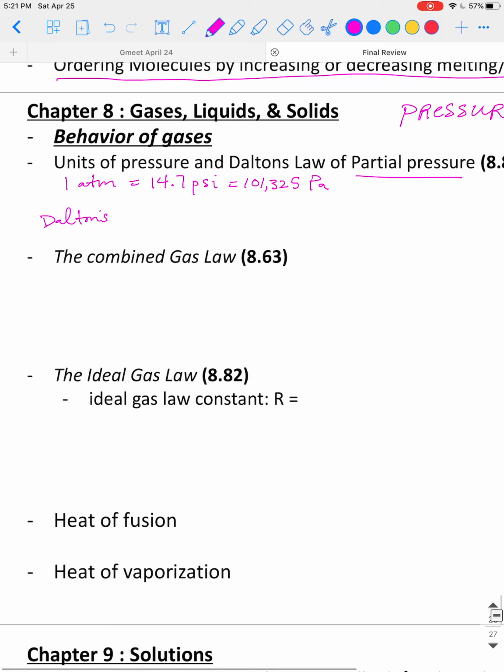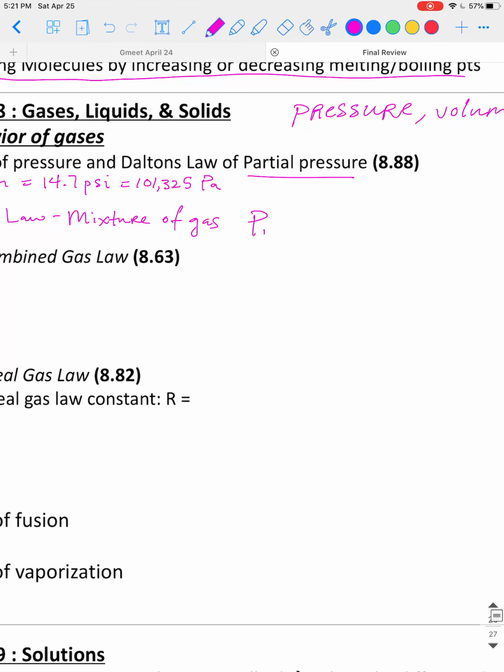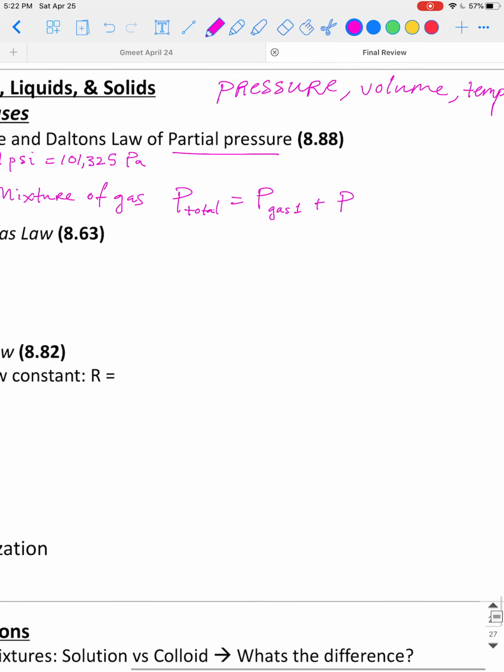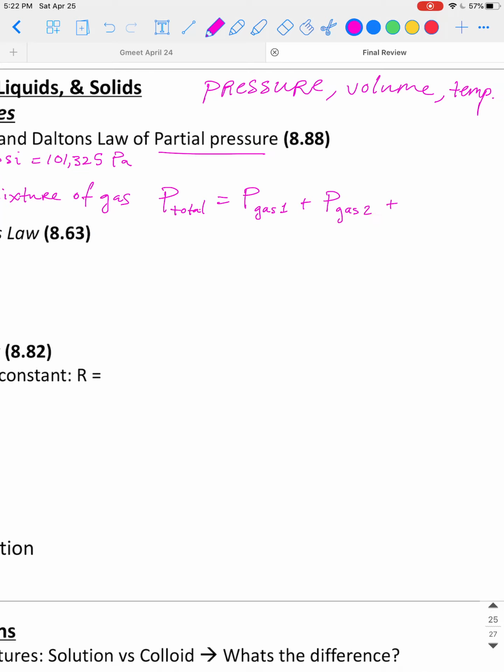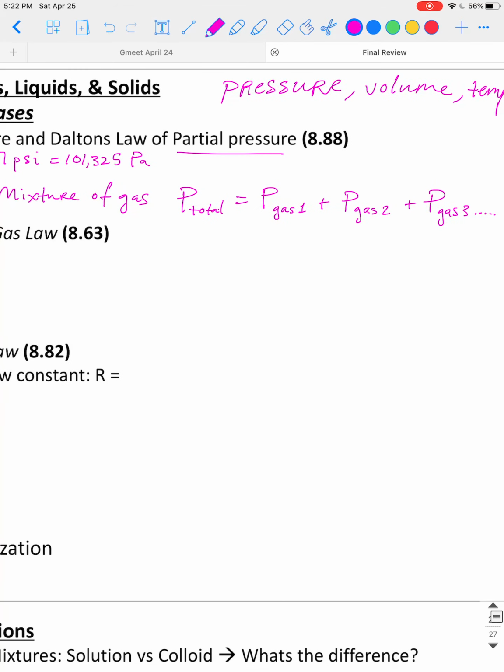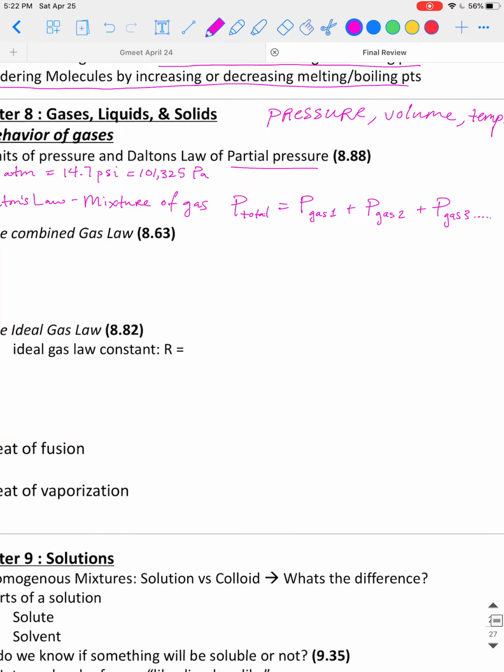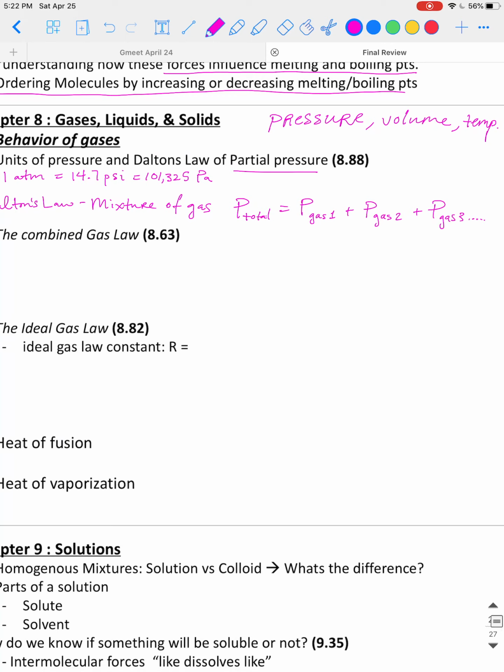And then Dalton's law of partial pressures. This was Dalton's law. It said if you have a mixture of gases, then each individual gas exerts its own pressure. We had an equation for that. The total pressure, P total, equals the partial pressure of gas number 1 plus the partial pressure of gas number 2 plus the partial pressure of gas number 3, and so on and so forth, for however many gases you have. If you only have 2 gases in the mixture, then you would not have a partial pressure for gas 3.